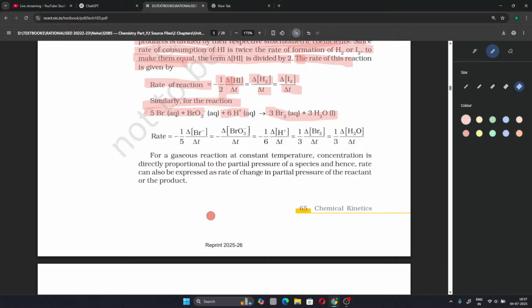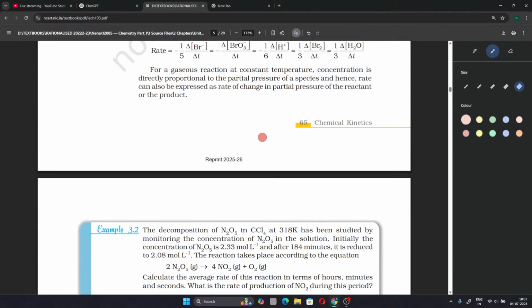Which is equal to, in the product side, 3 bromine Br2 is formed, so 1 by 3 delta Br2 by delta T, and 1 by 3 delta H2O by delta T. This is also because there is a stoichiometric coefficient for H2O.